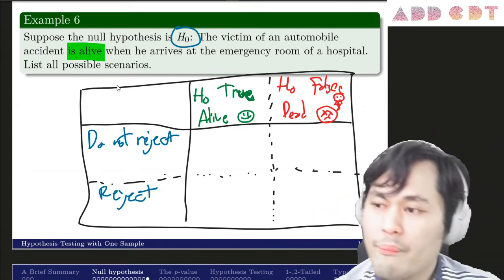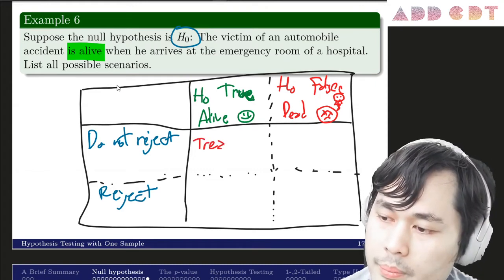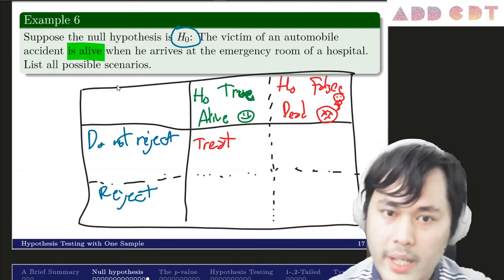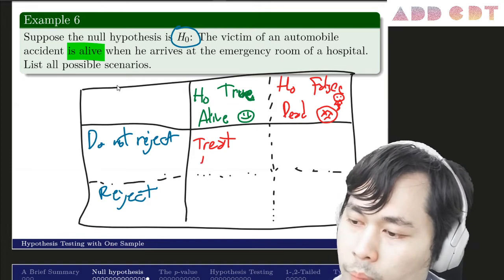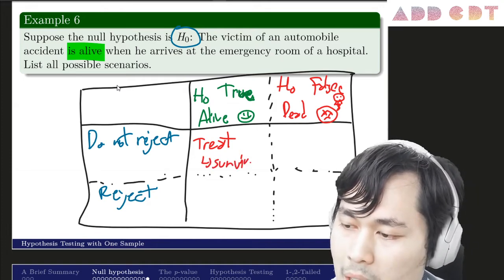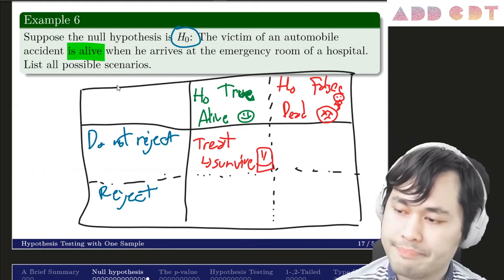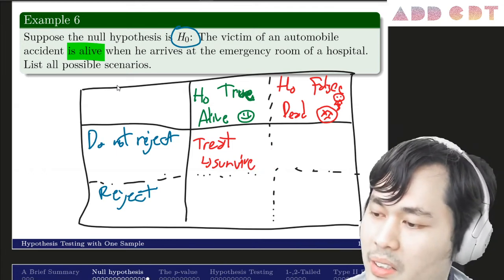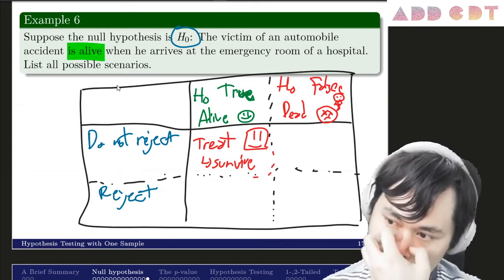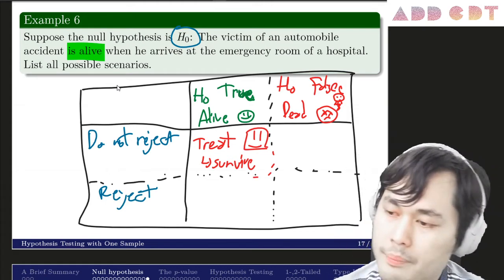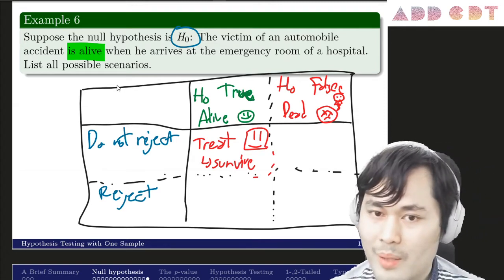So if he is alive and we do not reject, which means we treat him, we put him into a bed, perform surgery or whatever, and then he would survive. That will be the best scenario, because we have a hospital here to treat people, so we should be happy that they survive.